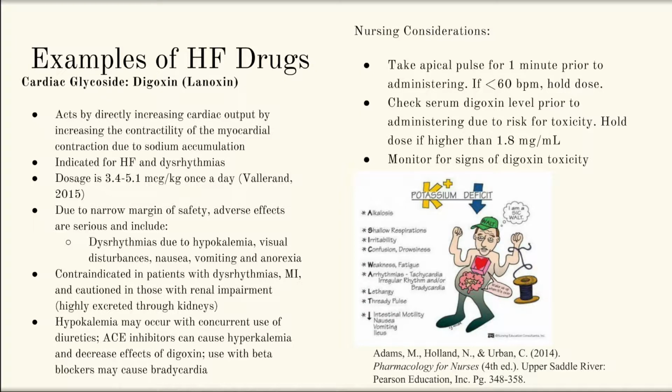Digoxin falls under the cardiac glycoside class. The dosage is 3.4 to 5.1 mcg/kg once a day. Due to narrow margin of safety, adverse effects are serious and include dysrhythmias due to hypokalemia, visual disturbances, nausea, vomiting, and anorexia.